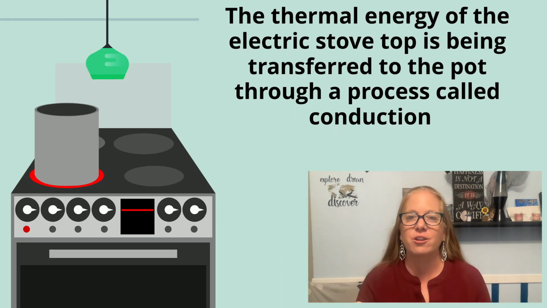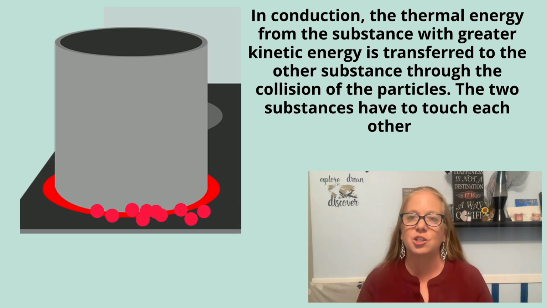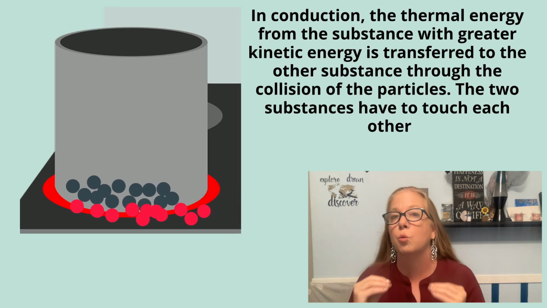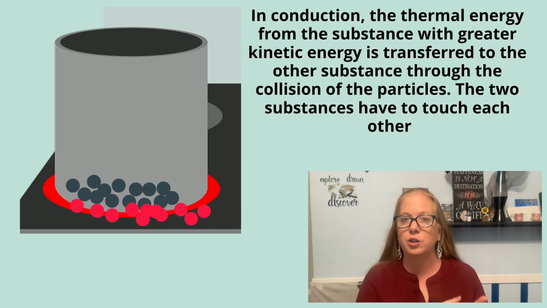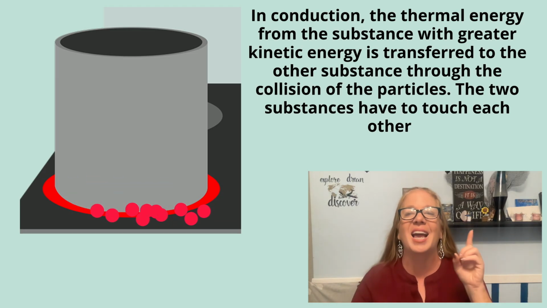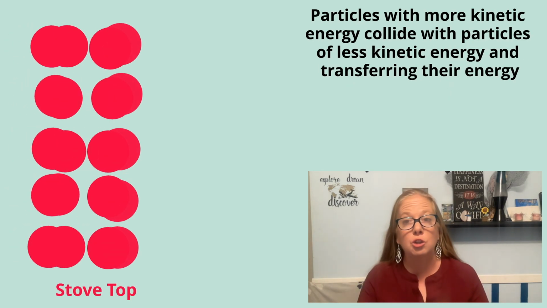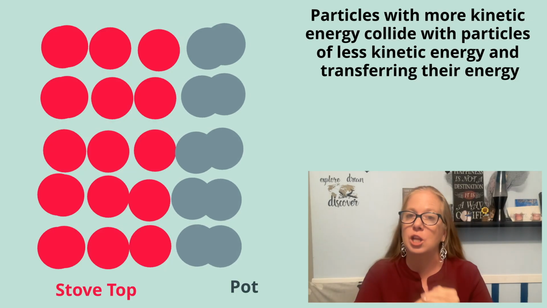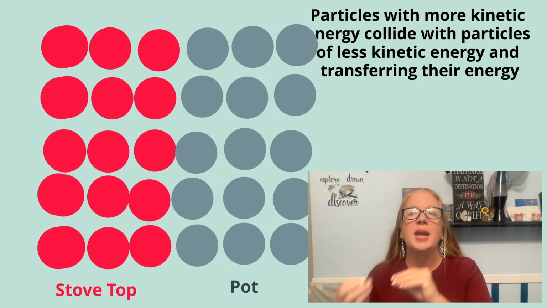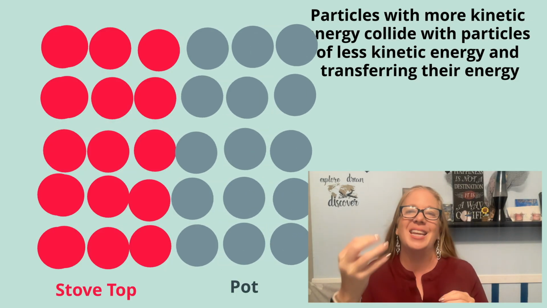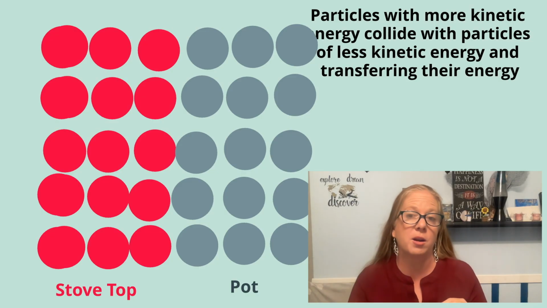The thermal energy of the electric stovetop is being transferred to the pot through a process of conduction. Now, in conduction, the thermal energy from the substance with greater kinetic energy is transferred to the other substance through the collision of particles. And the two substances have to touch each other. So as the faster moving particles from the stovetop collide with the slower moving particles of the pot, they transfer their energy to them. Now, this increases the kinetic energy of the pot's particles, causing the pot to become warmer.